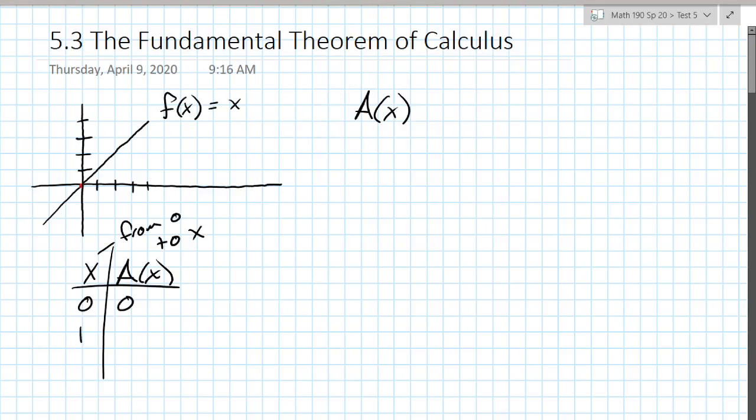If I go to x equals 1, now I'm talking about this area, and the area is 1/2 because we're talking about a small triangle there. If I go from 0 to 2, now we are looking at that triangle. Area here is going to be 1/2 base times height. The base is 2, the height is 2, so 1/2 base times height is 2.